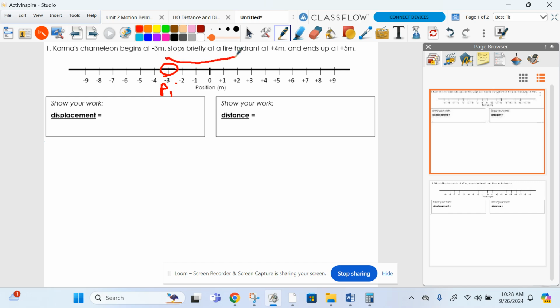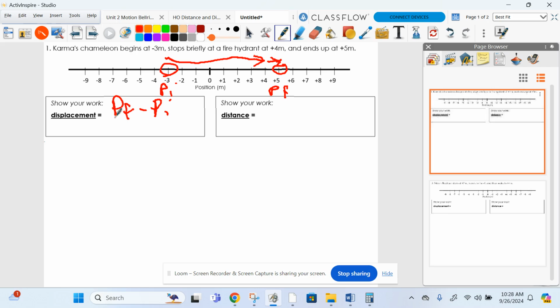Walks over briefly, stops at +4, and then walks another meter forward to +5. This is my final location. To calculate displacement, when I know my location, I'm going to take my final position, and I'm going to subtract my initial position. So this is important. Order matters. So I take a look, and this is why I sketch it out.